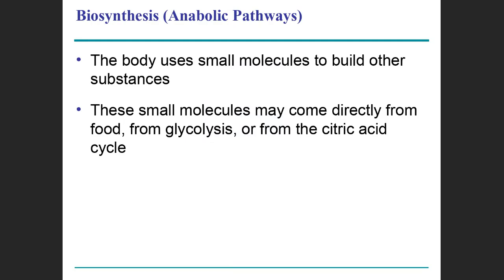So anabolism will build larger molecules from small molecules, and these small molecules may come directly from the food we eat. It may be molecules that are produced as intermediates in glycolysis or the Krebs cycle.